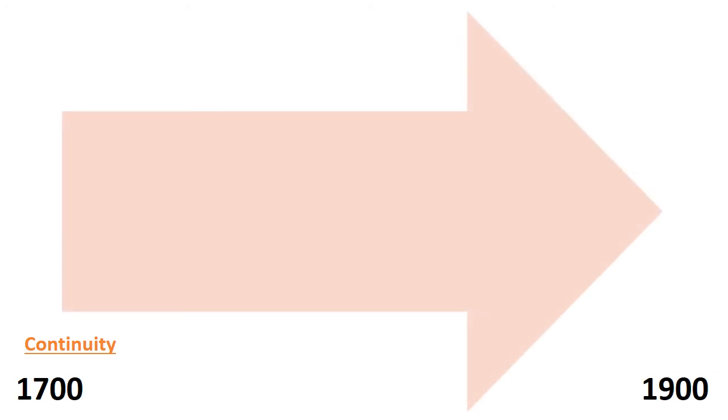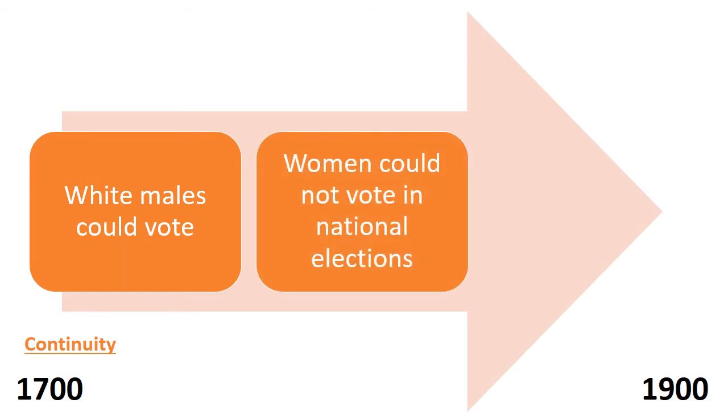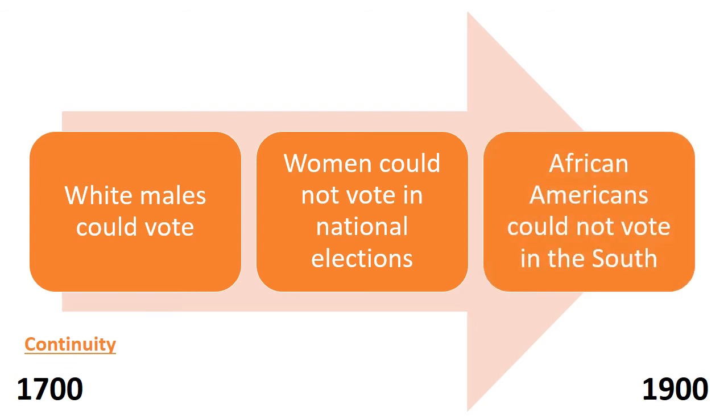Now we're going to look at the continuity, things that did not change between 1700 and 1900 when it comes to voter qualifications. Number 1, throughout this entire 200-year period, white males could vote. That's one example of a continuity. A second example is that women were not allowed to vote in national elections. Although some states in the West allowed women to vote, you could use a continuity saying that women couldn't vote at the national level. And then finally, African Americans could not vote in the South.